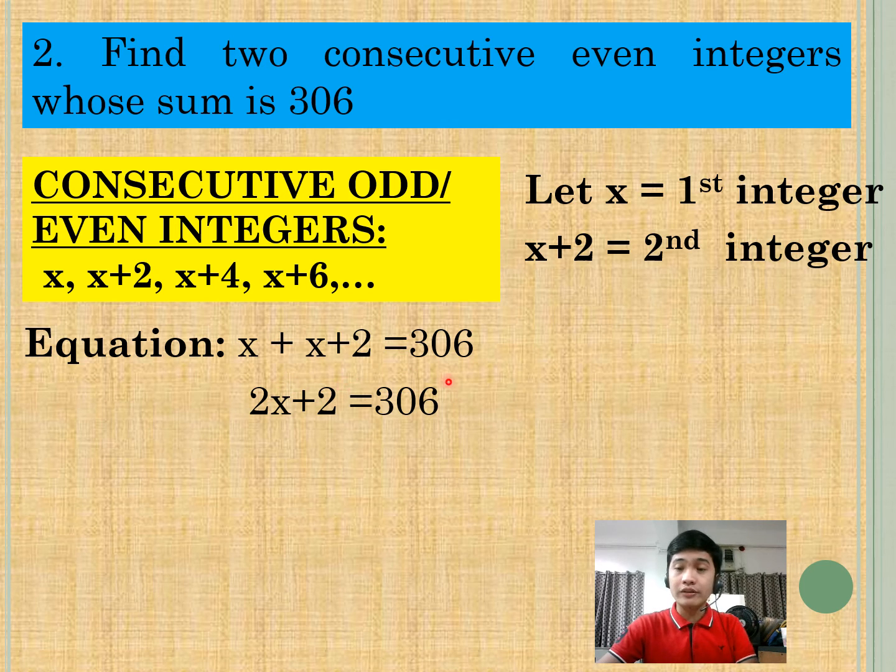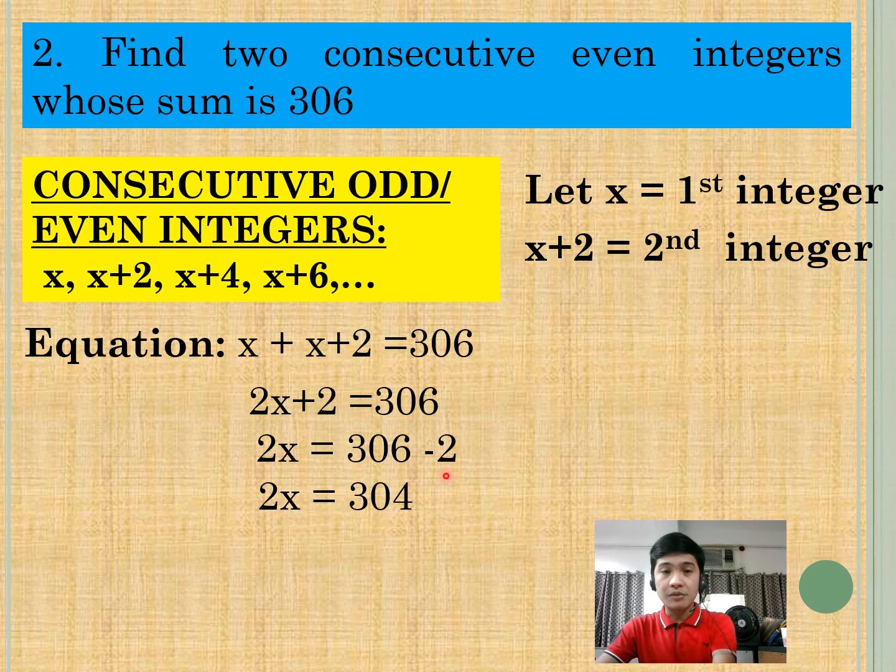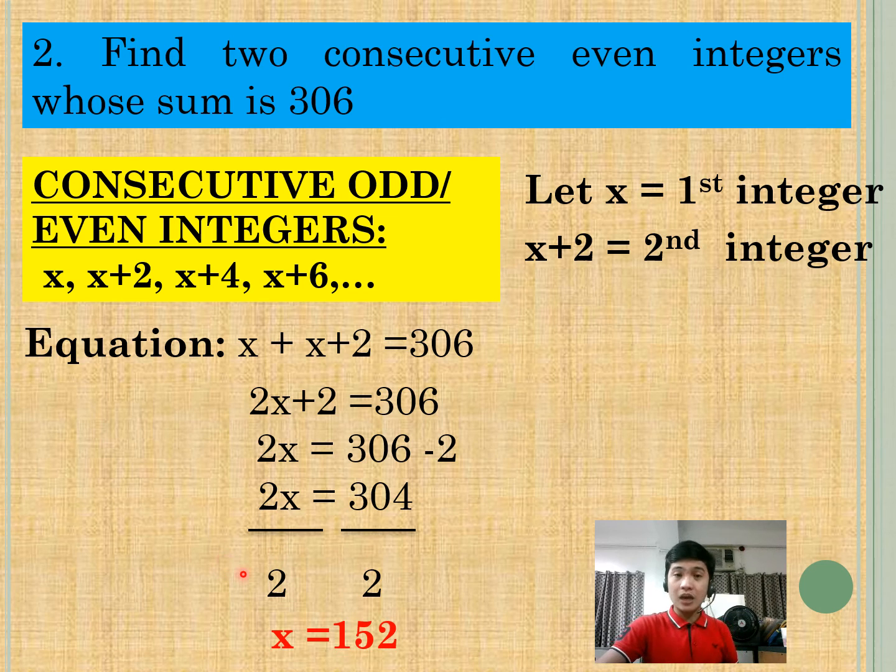Transposing positive 2 on the right side, you have 306 minus 2. Okay? Kasi as we do the transposition, we change its sign. That is the mathematical effect. Simplifying this equation further, you have 2x is equal to 304. However, we are asked to find the value of x. Okay? Isa yun sa hinahanap natin. So, we will divide both sides by 2. So, 2x divided by 2, and then 304 divided by 2. Makakancel ito. Ang value ng x natin ay 152.